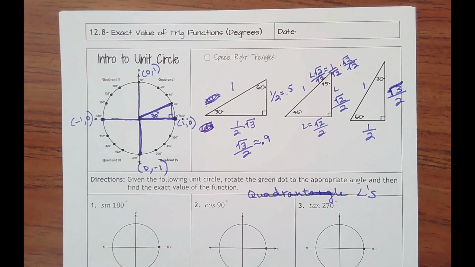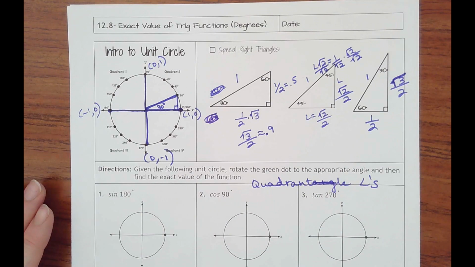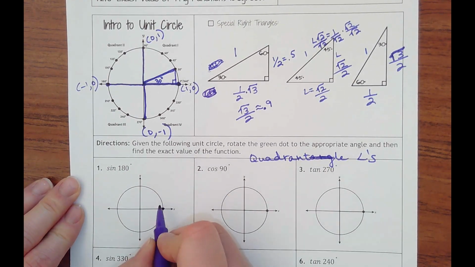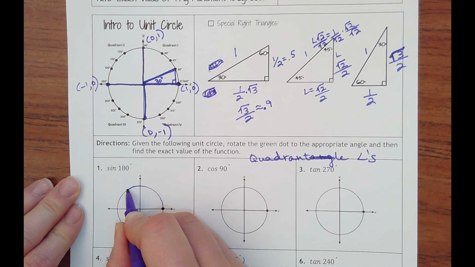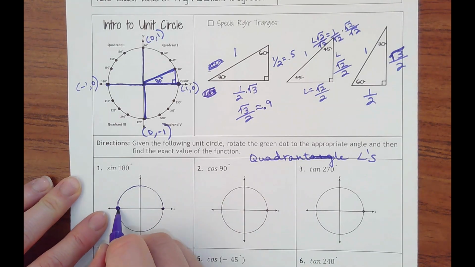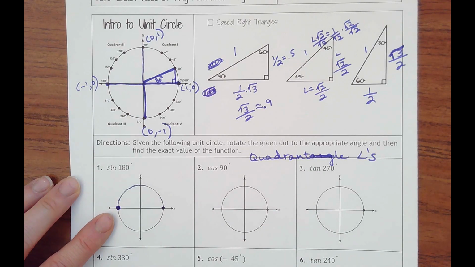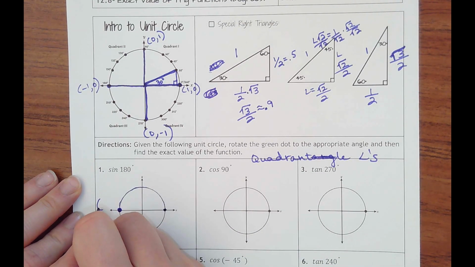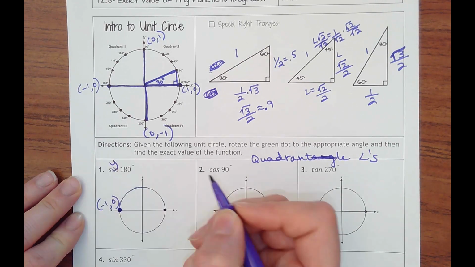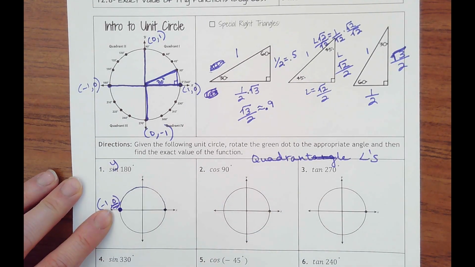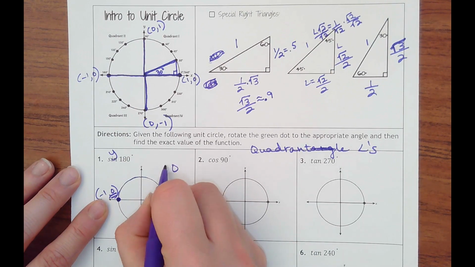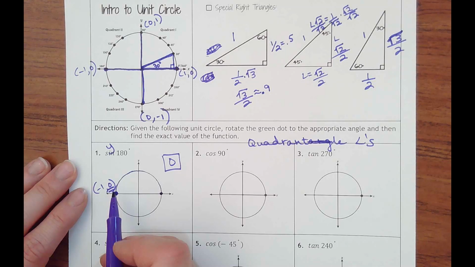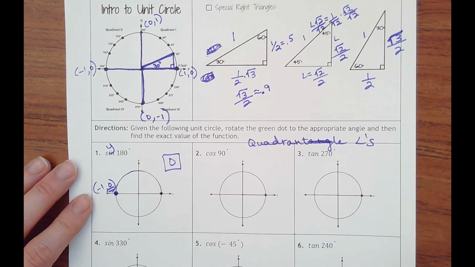It says, given the following unit circle, rotate the green dot to the appropriate angle and then find the exact value of the function. So you're going to have to take this green dot on Delta Math, rotate it 180 degrees. When you have a quadrantal angle, you're just thinking of the ordered pair here. So we said this would be -1, 0. Sine is the y value, or the second number, or the height. So that would be simply 0. If they would have wanted cosine there, that would have been the x value, -1.